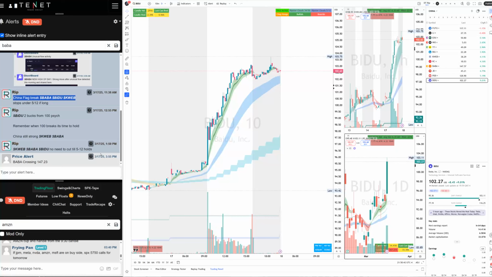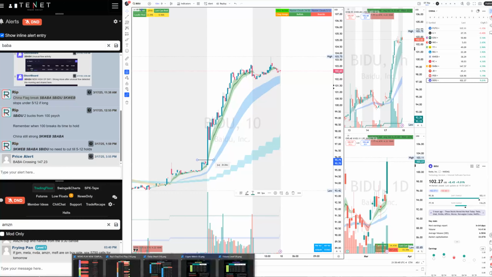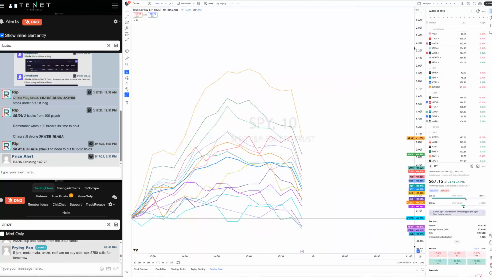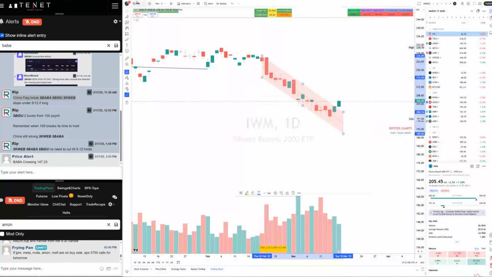And just like how I teach in my Trade the Open webinar, this was a long trigger on BIDU right away. You take that long, and you can see my guidance on BIDU, daily breakout setup for long. So why was that? Why was I saying that on BIDU? Let's see here.